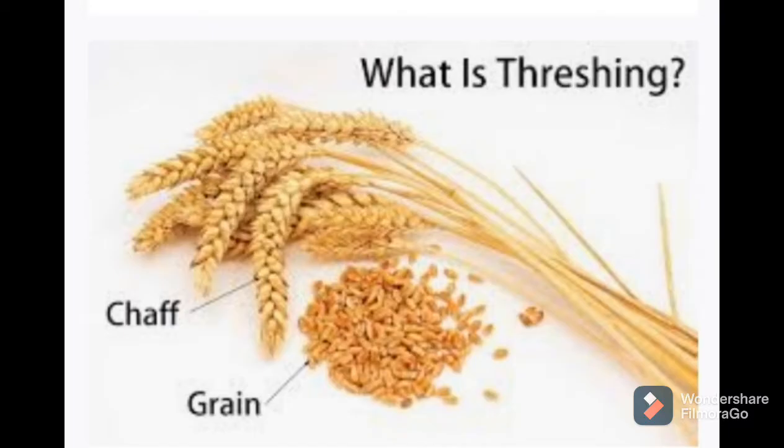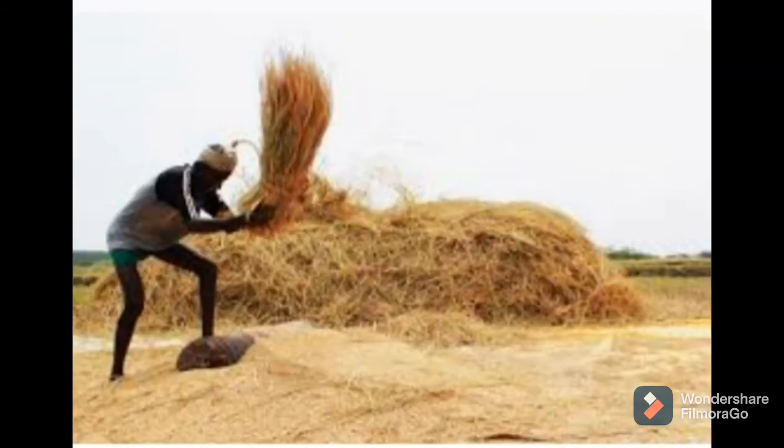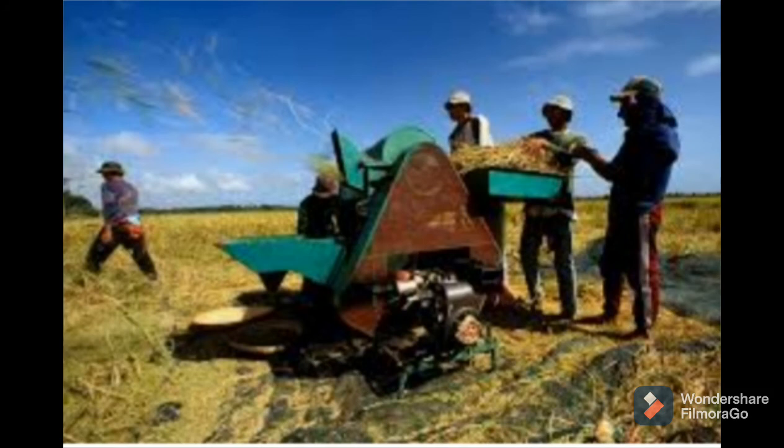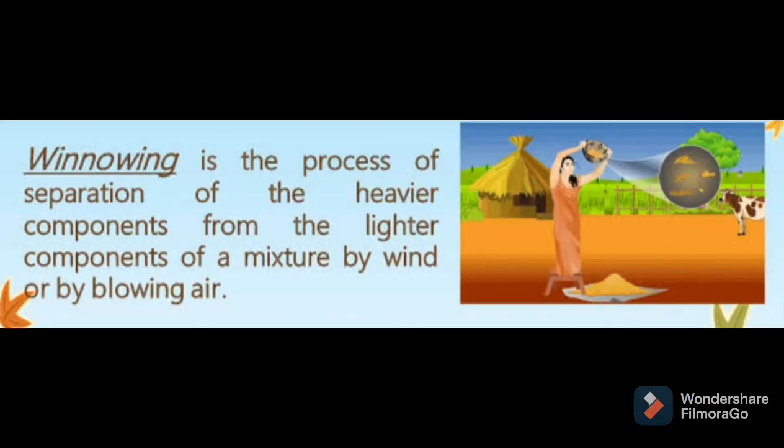Then the next method is threshing. In threshing, the stems of wheat or paddy are beaten and the grain is separated from the stem. Then the last one is winnowing. Winnowing is used to separate lighter particles from heavier particles by using wind or by blowing air. So all these four methods are used to separate solid from solid.